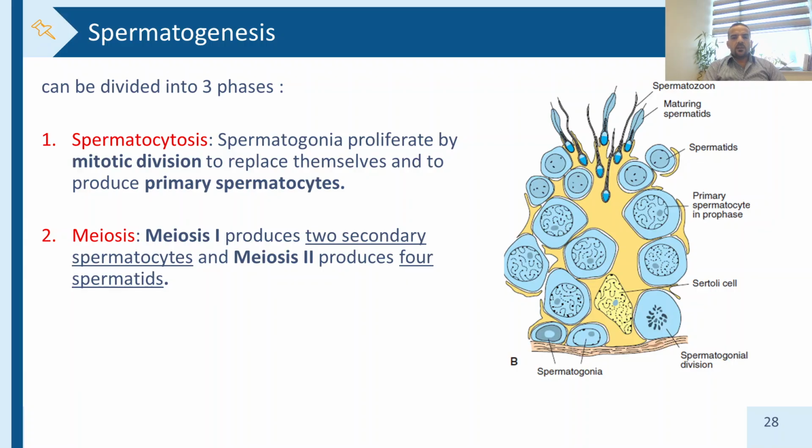Spermatogenesis can be divided into 3 phases. The first is spermatocytosis, the process of proliferation of the spermatogonia. The spermatogonia will be divided by mitosis to replace themselves and produce cells that enter the process of spermatogenesis. The aim of spermatocytosis is to replenish the stores of the germ cells in the male and produce cells that will go into meiosis and become spermatozoa. Therefore, spermatogenesis in the male is endless. It starts at the age of puberty and does not end until death.